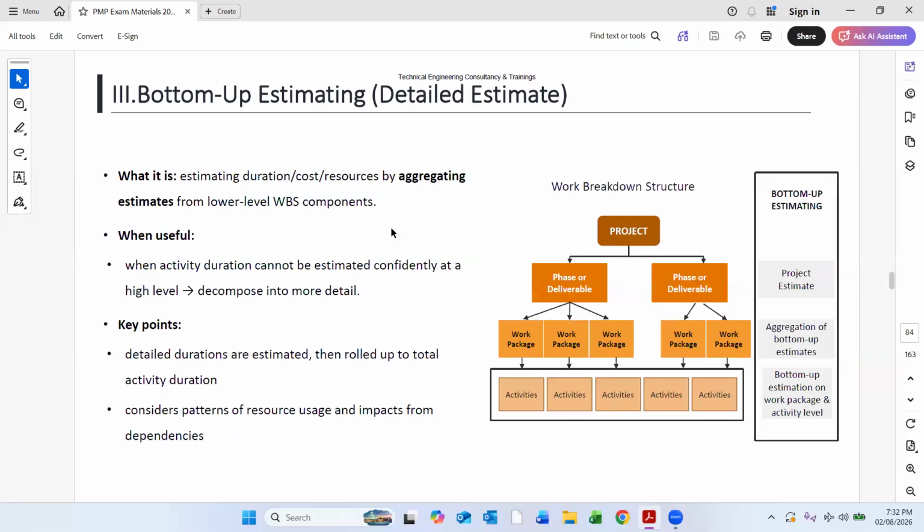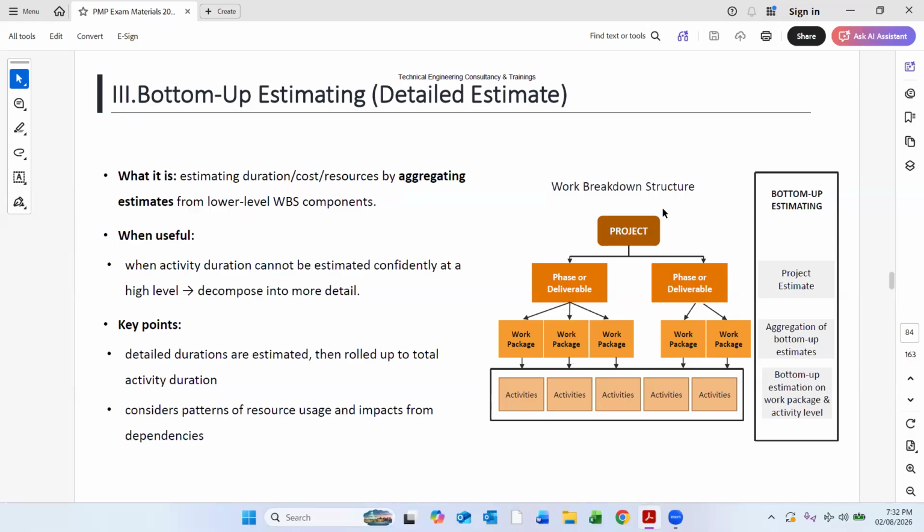The second one is bottom up estimation. If we have activities, we do the calculation based on the activities. Then we sum up the activities into work packages, then those work packages are added up to the deliverables, and then deliverables are added up to the project. So this is bottom up estimation: we estimate from the bottom, from the activity level to work package to phases or deliverables, and then to the project.